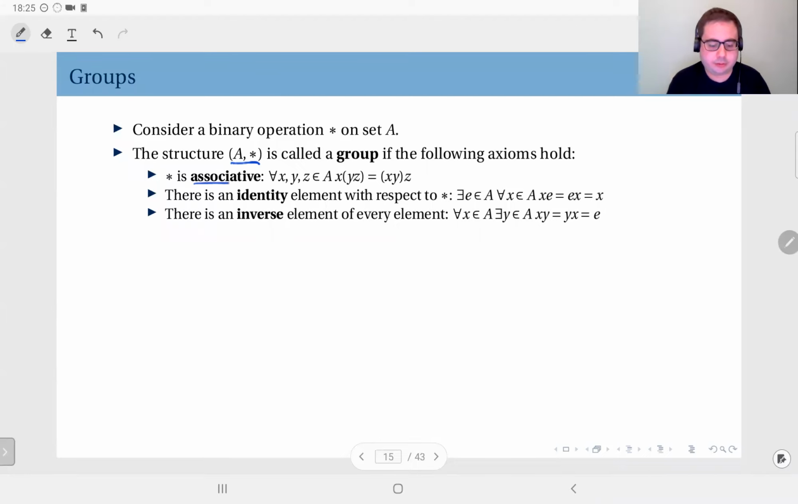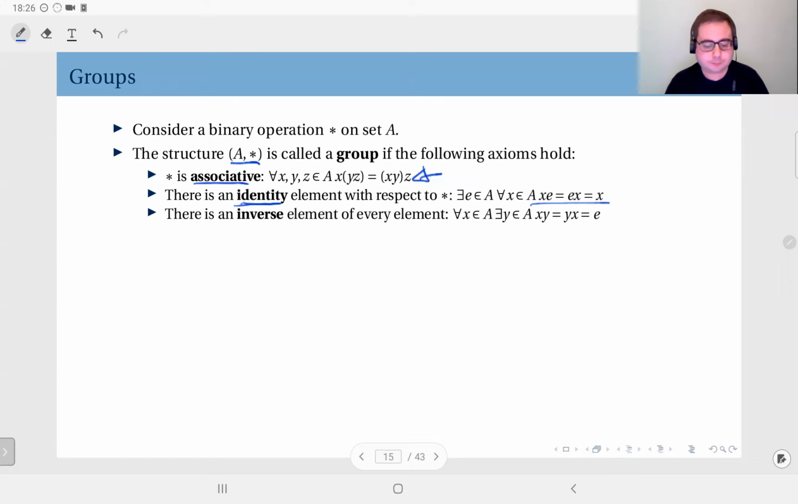The operation is associative. That's number one. We know the definition of being associative. Number two, there is an identity element with respect to the operation. Again, we know the definition of identity elements, but now be careful. We are saying an identity. So this means both left and right identity.